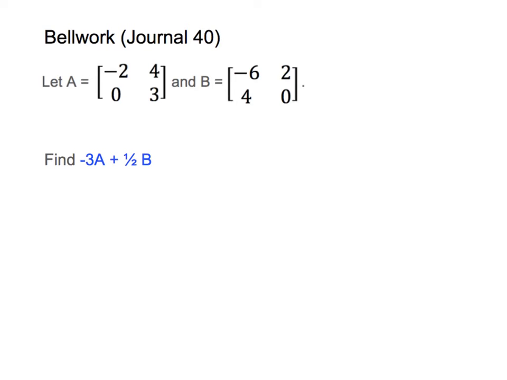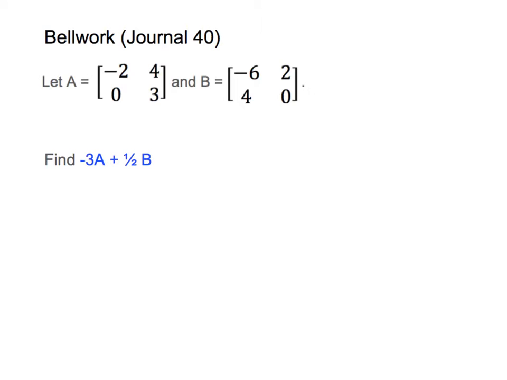All right, so let's start with a bell work problem. You guys have seen these two matrices before. I've used it in a different journal, but I want us to use it to solve this problem here. So you can see there's a -3 times A, and A is the matrix here. And then there's a half times B, where you're going to grab the B matrix.